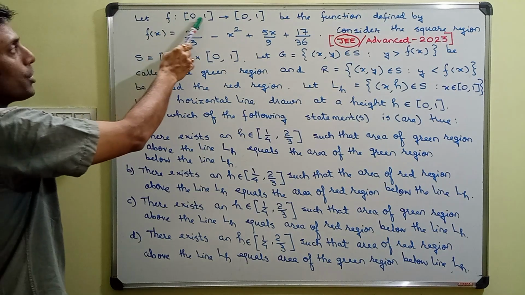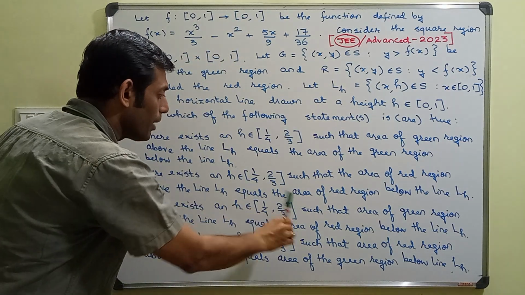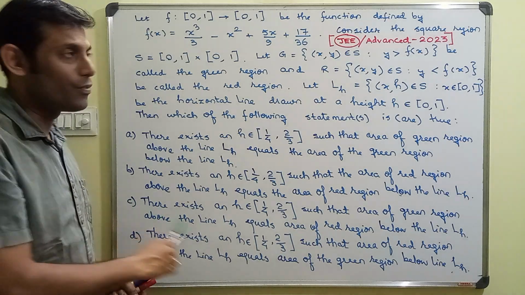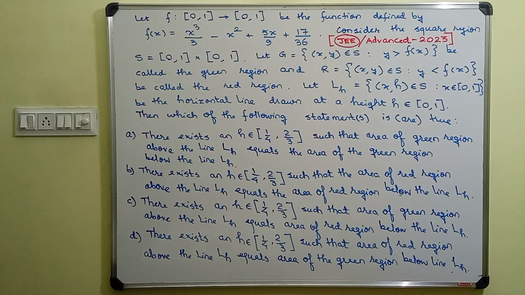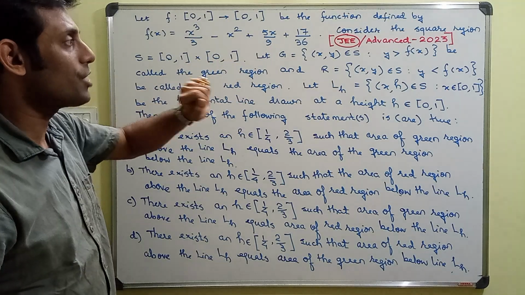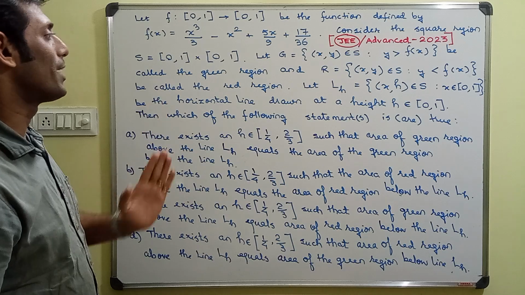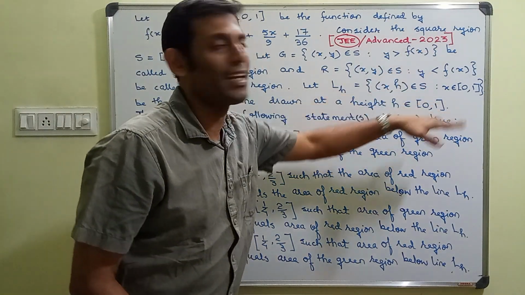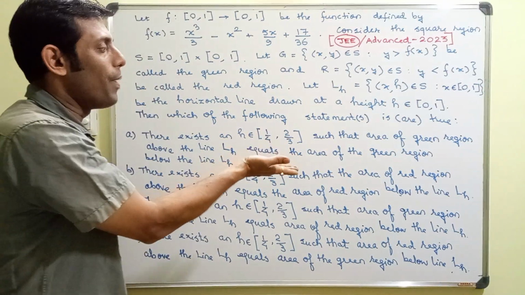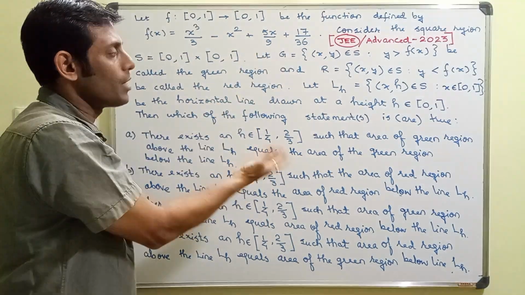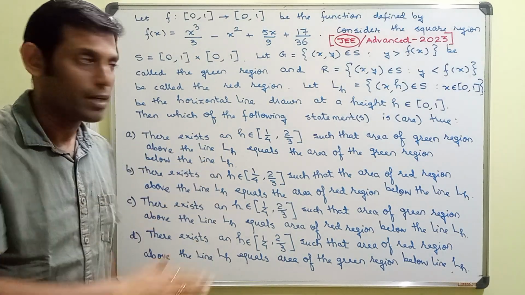And the domain is from 0 to 1, the range is from 0 to 1. So it's a 0 to 1, 0 to 1, a square region in which this function is to be considered. Now, in the square region, there is a green region defined such that the y value is greater than f(x), and there is a red region defined such that y is less than f(x). That means, if I take the curve of the function like this, the part of the area in this square region above the curve will be green and the part of the region below the curve will be red.